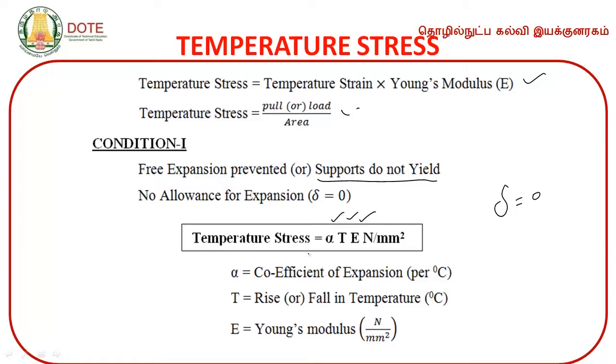The temperature stress is given by the formula alpha into T into E. What is alpha? Coefficient of expansion per degree centigrade. T is the rise or fall in temperature in degree centigrade. It is nothing but the change in temperature. And E is the Young's modulus, which is in Newton per mm square. This is the first condition where there is no yield.